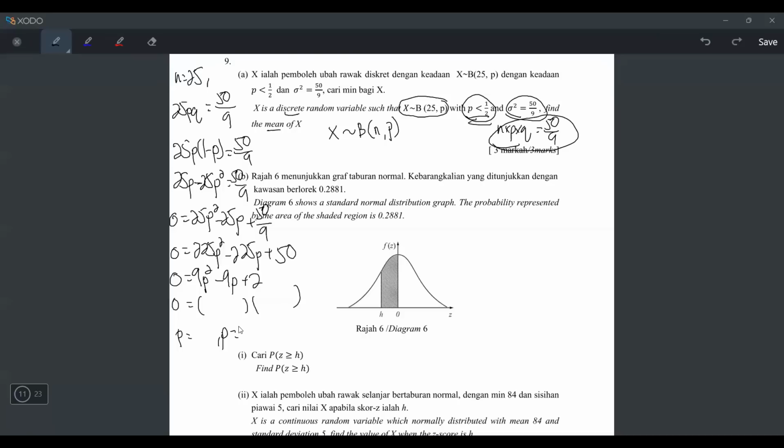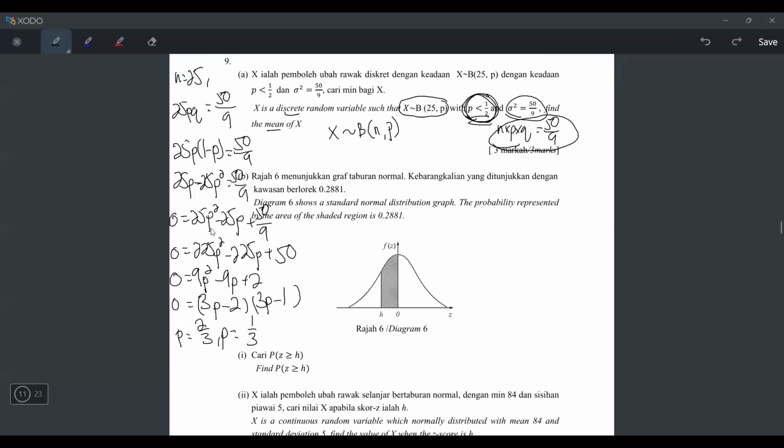What's the a? 9. The b? -9. The c? 2. So the first answer is 2 over 3 and the second one is 1 over 3. So I'll write 2 over 3 here and 1 over 3 here. But above this, inside the bracket, I have to write p minus 2 over 3, and here I have to write p minus 1 over 3. You always have to change the sign. If the answer is positive, you have to write minus. If the answer is negative, you have to write plus. But do you remember they mentioned p has to be smaller than 1 over 2?